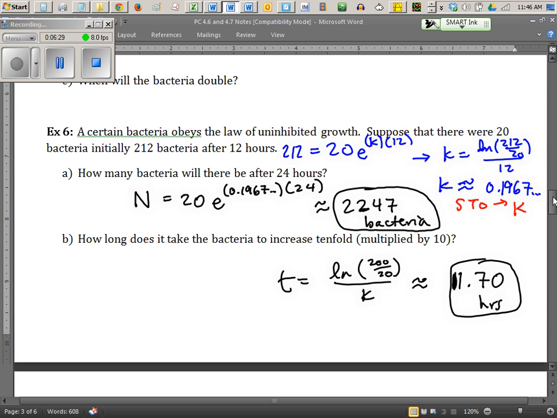If you're not comfortable using shortcuts like I just did, that's fine. Just set up the formula at the top of your page. Plug in 200 for the final, 20 for the initial. K is known, solve for t. I'm just trying to get you through it a little faster.